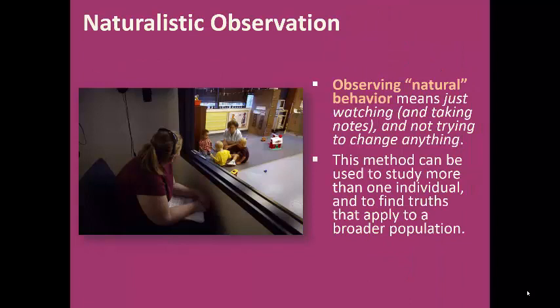So natural observation, as we mentioned, is observing people's natural behavior. We watch, we take notes, and we try not to change anything. This method can be used to study more than one individual and to find truths that apply to a broader population. You'll often see it done with children through a two-way mirror, as you're seeing in the picture here.